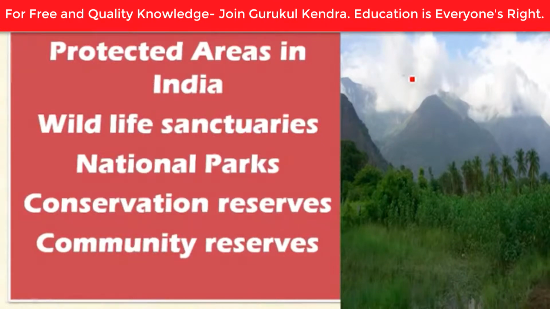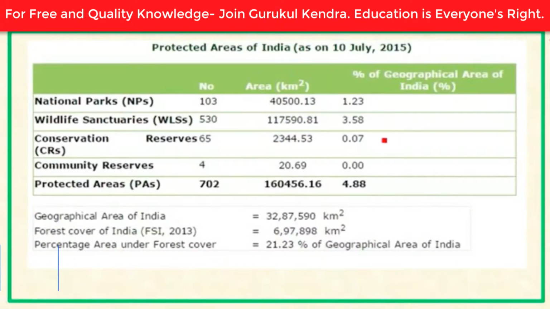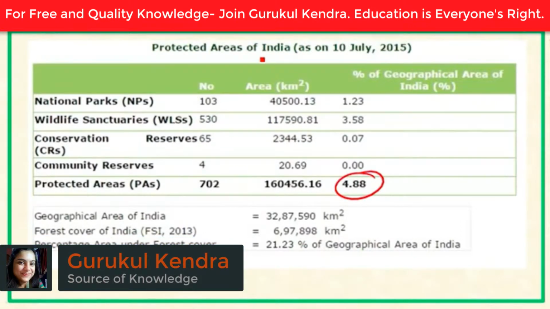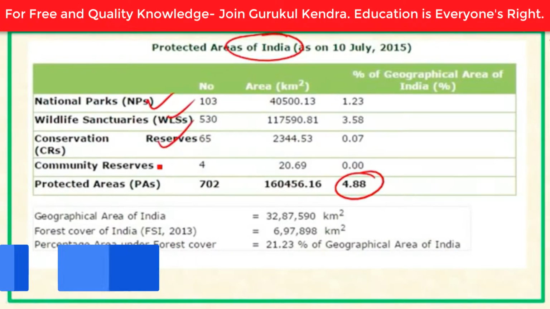Welcome friends, in this video let's discuss protected areas in India. These include wildlife sanctuaries, national parks, conservation reserves and community reserves. 4.88% of the country's geographical area is classified as protected areas in India, and these protected areas are divided into national parks, wildlife sanctuaries, conservation reserves and community reserves.